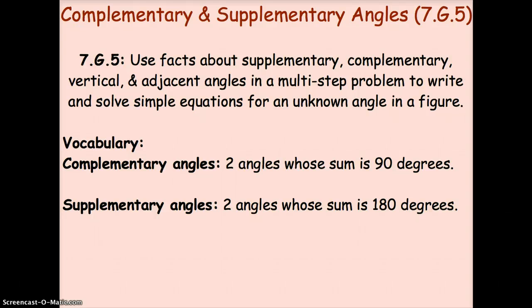We have two vocabulary words today: complementary angles, two angles whose sum is 90 degrees, and supplementary angles, two angles whose sum is 180 degrees. Now notice we use the word sum, which means those two angles are adding up to those amounts. Also, notice it does not say anywhere that they have to be adjacent angles. This is important. Those angles do not have to be touching. All we care about is that their sum is either 90 degrees or 180 degrees.